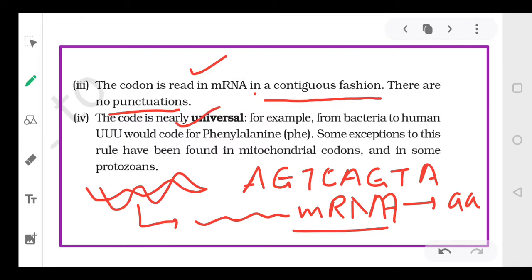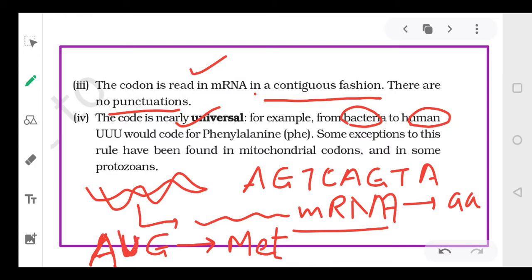Next is the code is universal. The code is universal means, suppose I say AUG. You remember, I think? AUG is your initiation codon and it codes for the amino acid methionine, isn't it? So AUG, wherever it is present, it can be in bacteria, it can be in human beings, always the AUG will code for methionine, right? Similarly, we can have an example of triple U.